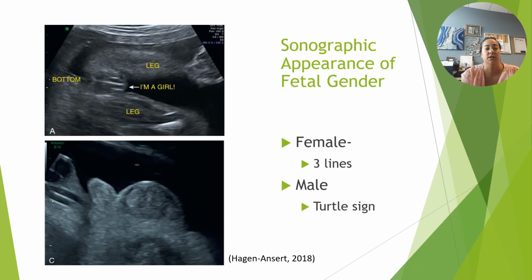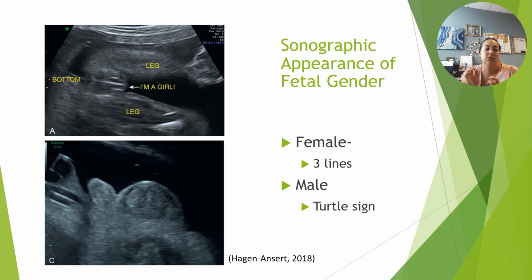And then for gender or sex, we use the female identification of the 3 lines. People call it the hamburger sign, so we see 3 bright white lines here. And then the turtle sign, we would see the scrotum and the penis in the shape of a turtle. Usually you do need the fetus to be cooperative and have the legs separated enough to see these things. If you don't see a penis, the scrotum can sometimes look a little bit like the hamburger sign, especially if those legs are really pushed together.